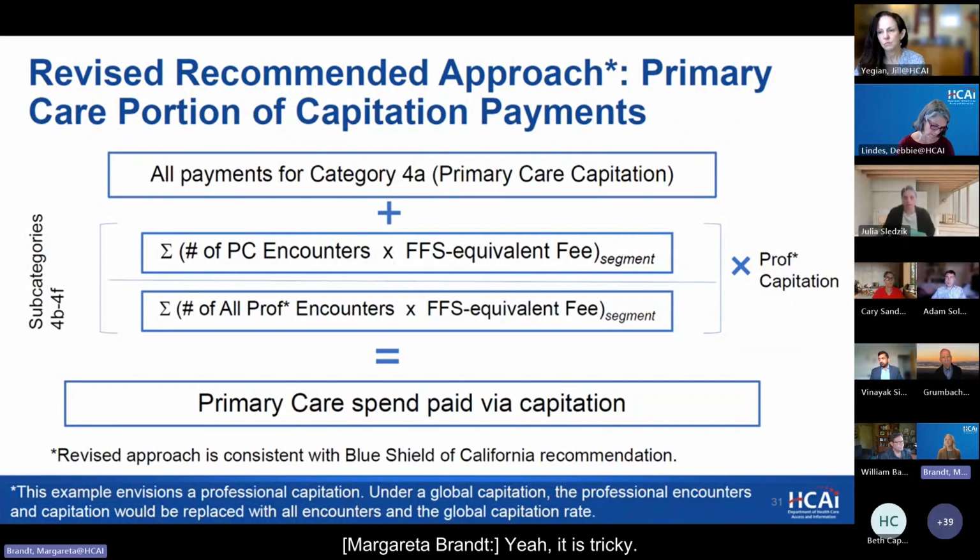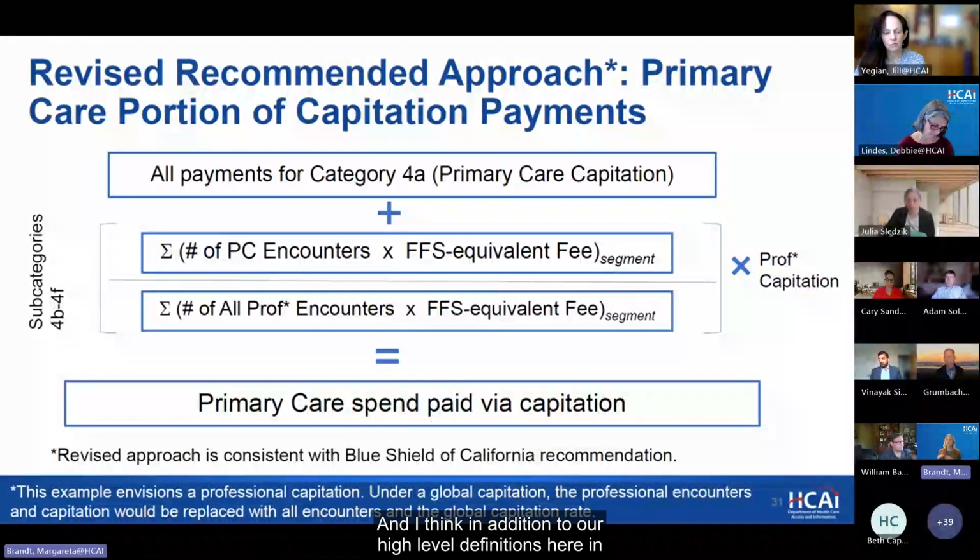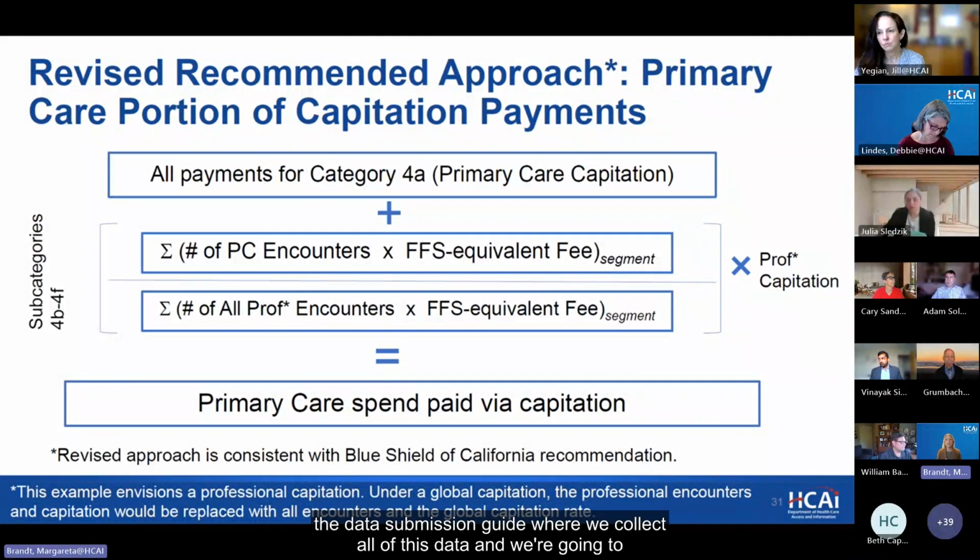Yeah, it is tricky. And in addition to our high level definitions here in the data submission guide where we collect all of this data, we're going to have very detailed technical definitions to try to clarify what counts and what doesn't. Mary Jo, do you want to speak to that?